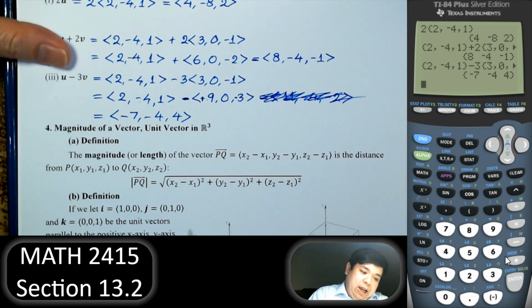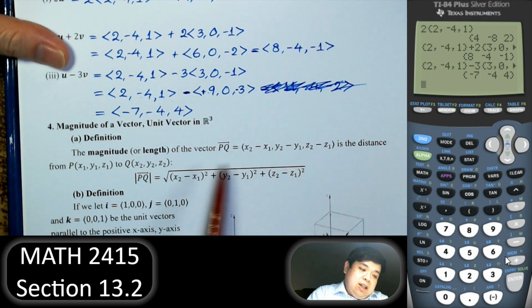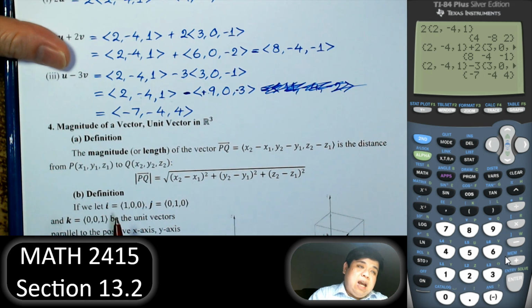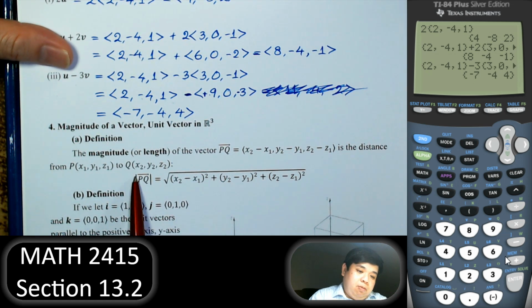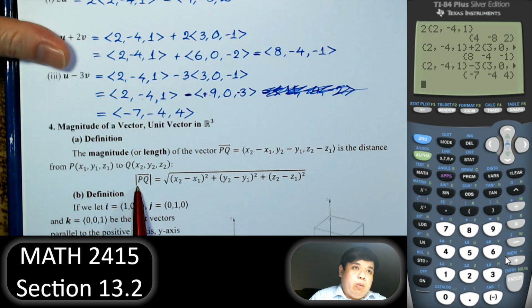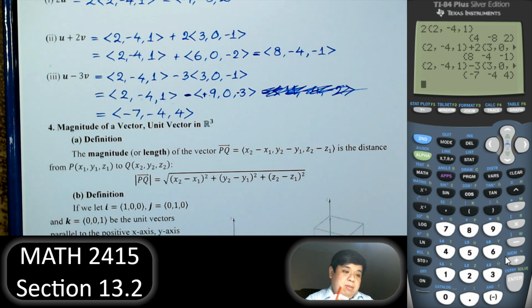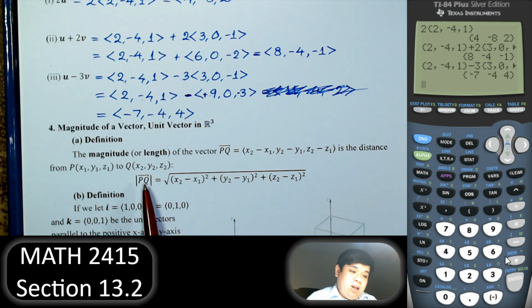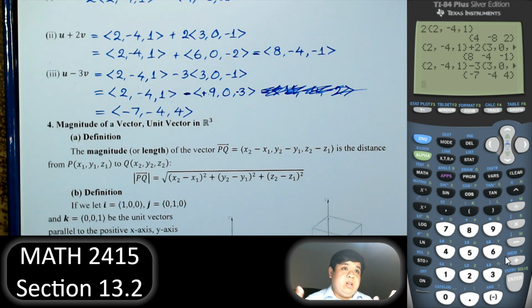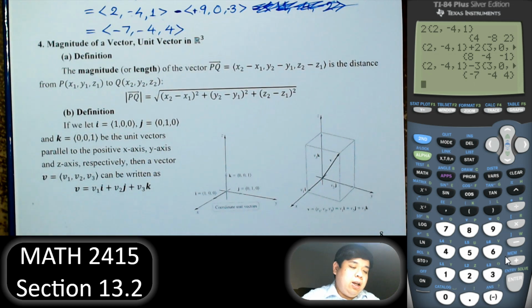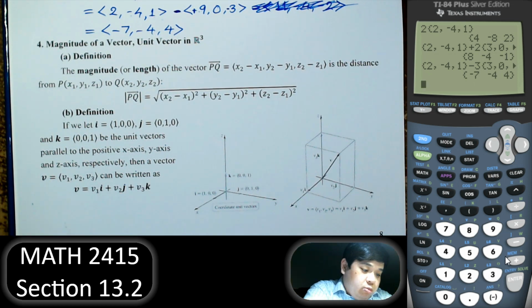Right. And then the distance from P to Q is the same as the magnitude of PQ. So the distance between P and Q is the same as the magnitude or the length of the line segment PQ. So the formula here and the formula we have before is exactly the same. Right. Now we will have the same thing here except in 3 dimensions.